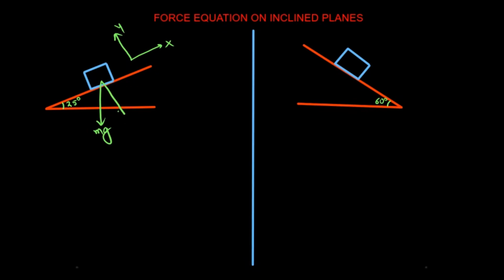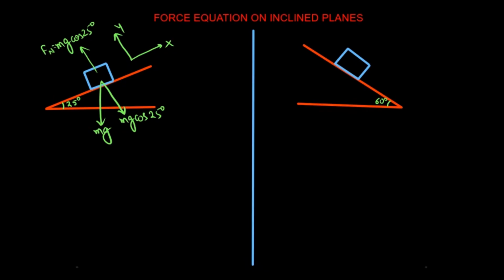One of the components would be mg cos theta, which is 25 degrees, and this will also be the value of normal force acting perpendicular to the surface, so along the y-axis, mg cos 25 degrees, and this is the normal force.